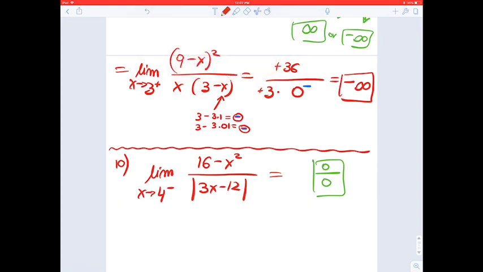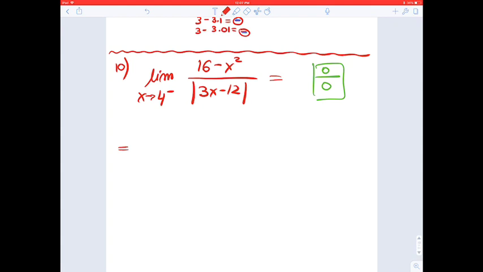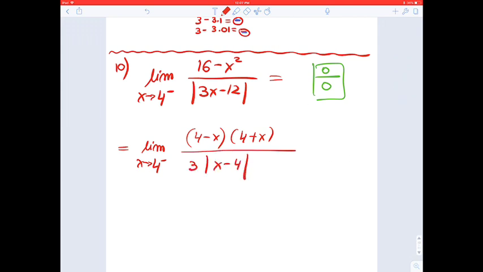Maybe I can cancel it out and get a finite number. Let's see. The limit as x goes to 4 from the left. We have to rewrite without the absolute value and also simplify. That means I see 4 minus x and 4 plus x on the top. I can factor out 3 at the moment.